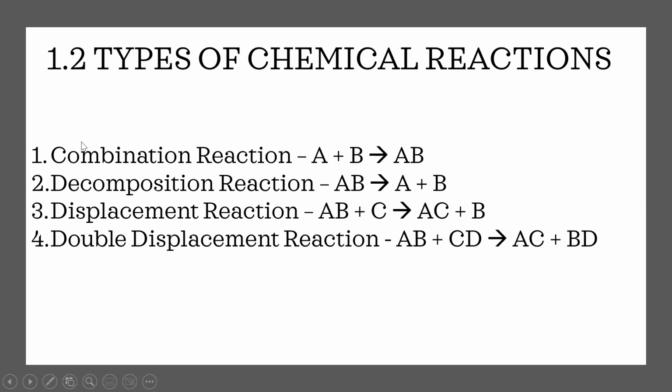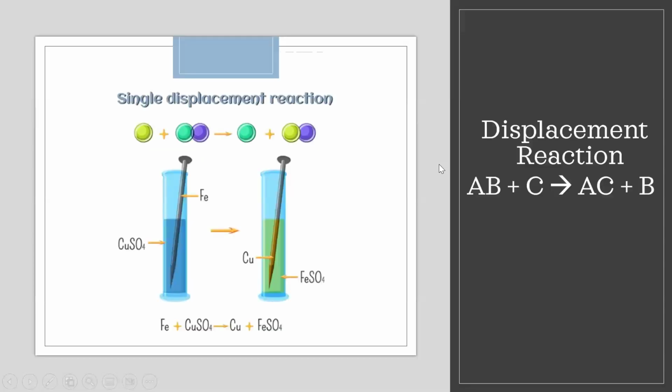Already we have covered combination and decomposition reaction in our previous video. Here this activity 1.9 belongs to the displacement reaction. See, this is a pictorial representation. Displacement reaction, already I told you, right? AB reacts with C and B is getting displaced by C. So it is a single displacement reaction. Example is iron reacts with copper sulfate and forms copper plus iron sulfate. See here, the copper is being displaced by iron. So it is a single displacement reaction.